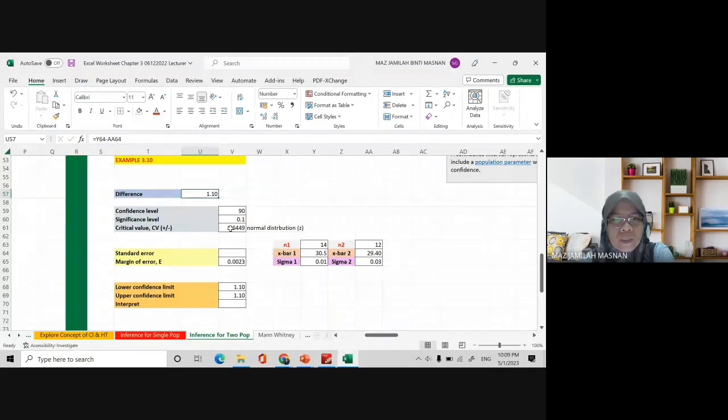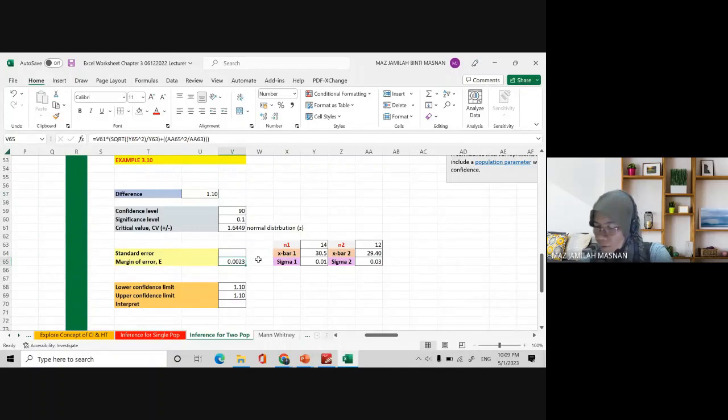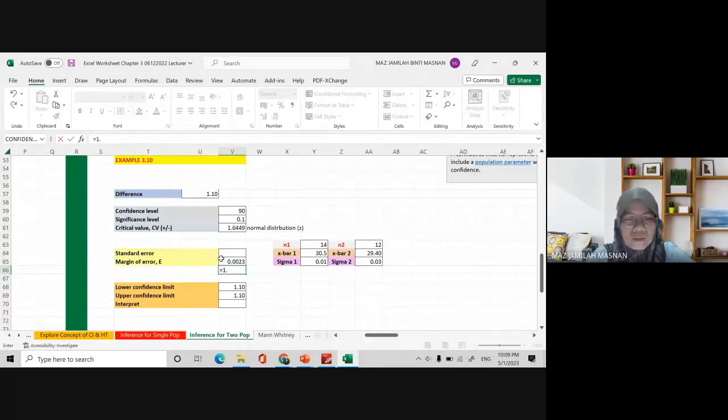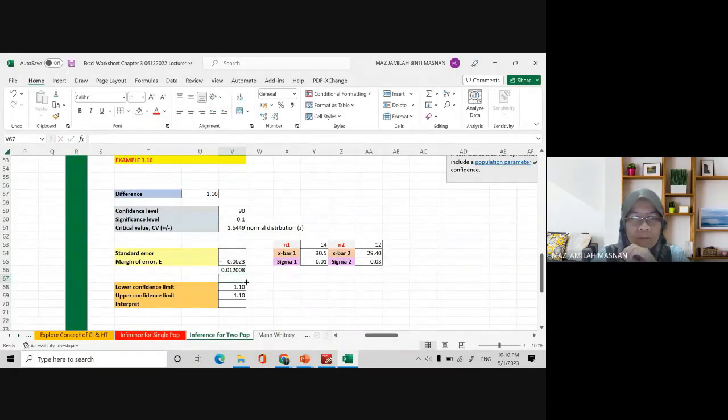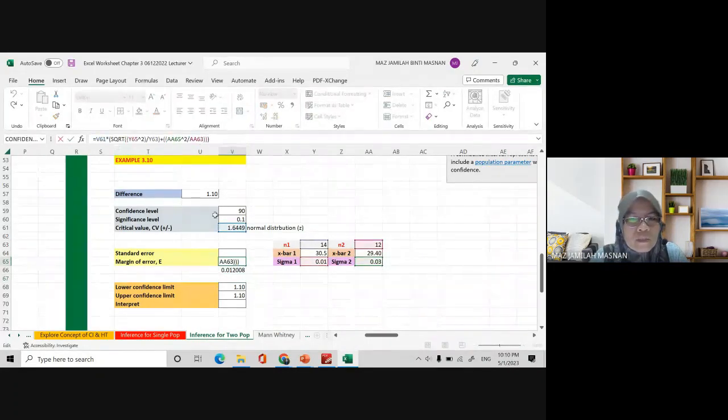1.09 minus the margin of error. The margin of error in your textbook is 1.6449 multiplied with 0.0073. I want to check the value. Is it the same? Wrong, so this one is wrong. What is wrong with it? Let me check. V61 multiplied with the square root of 0.01 squared.